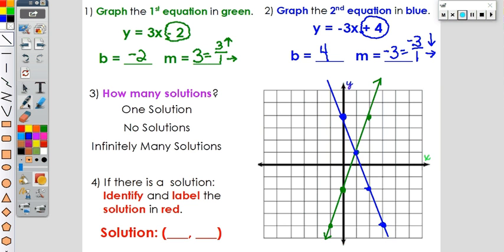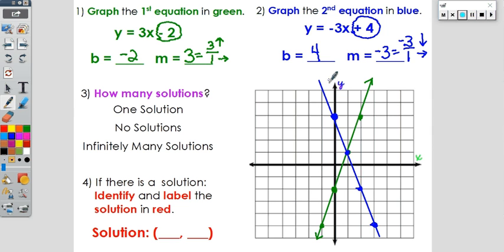And we can see in this situation we have a set of intersecting lines. Remember, intersecting lines have one solution. The reason they have one solution is because they intersect at one spot. Our solution is the place where our two lines share an ordered pair. So that's going to be our solution right there.